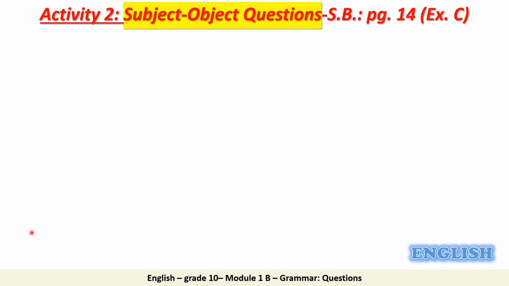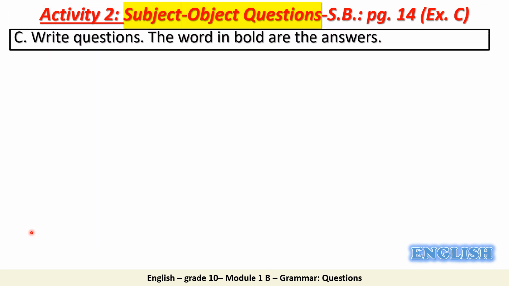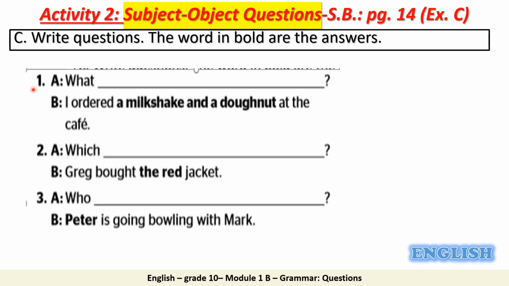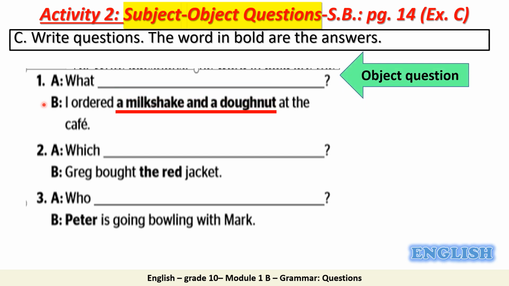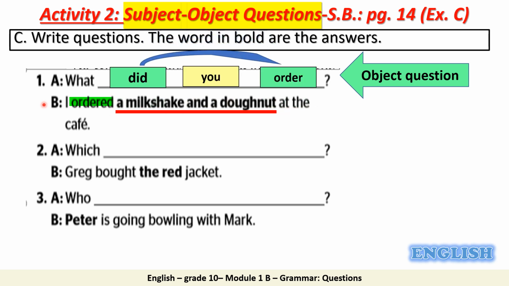Student's Book, page 14, exercise C. Write questions. The words in bold are the answers. One is an example. A asks, what? B answers, I ordered a milkshake and a donut at the cafe. A milkshake and a donut is the object, so we have an object question. What did you order? Did order is the verb in the question form where you have did as an auxiliary verb. Solve the rest and come back for discussion.